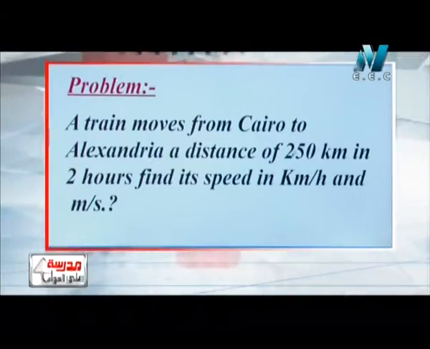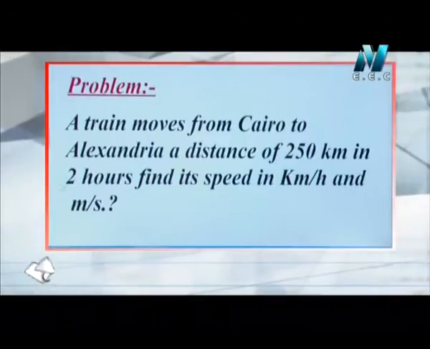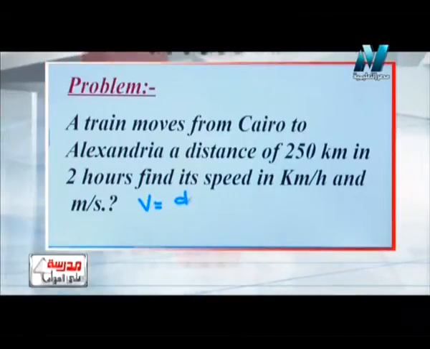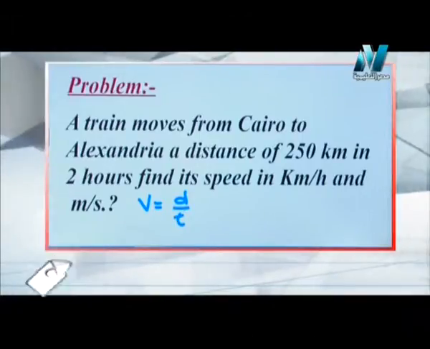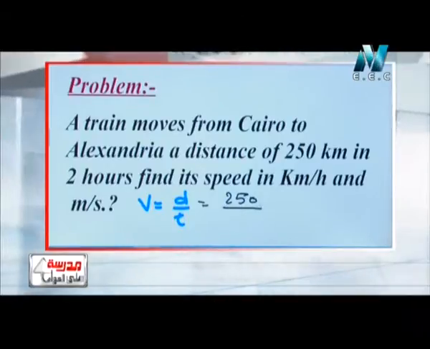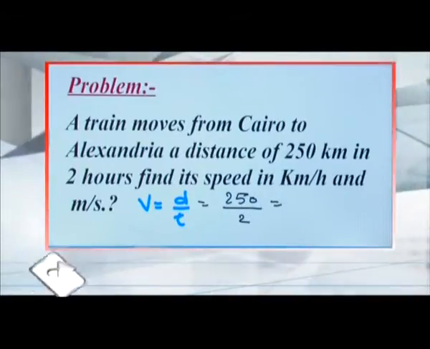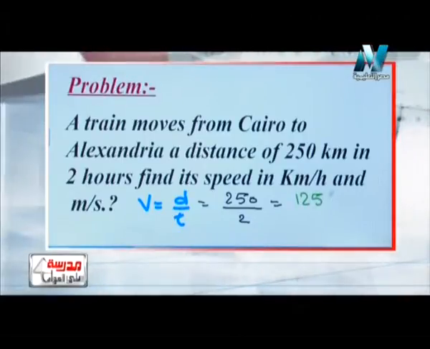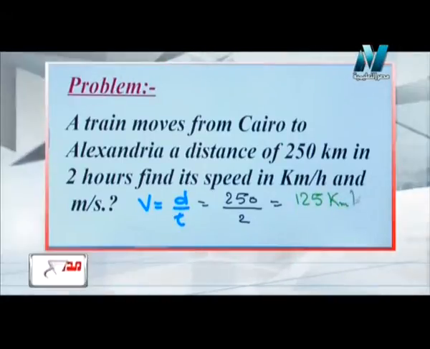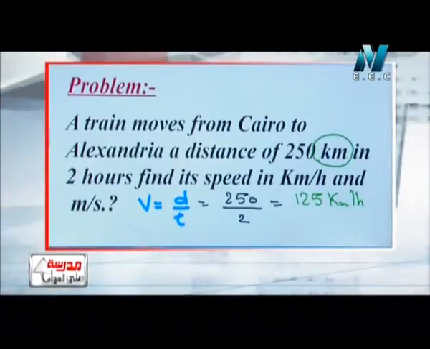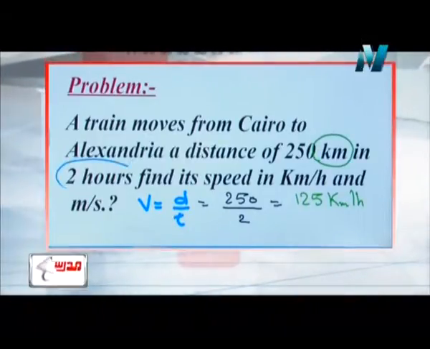هنا هو بيقول هو عمل 250 in 2 hours، يبقى speed V equal D over T. So here we have D 250 over how many? Over 2 equal how many? Equal 125 kilometer per hour. Why? Because we have distance in kilometer and here we have time in hours.